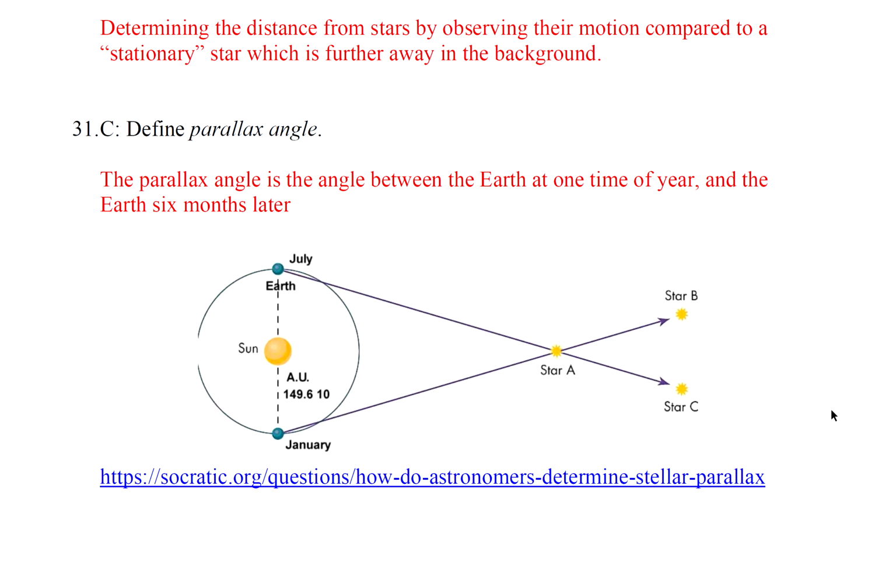Question 31. Define parallax angle. So memorize this image. The parallax angle is the angle between the Earth at one time of year and the Earth 6 months later. So it's going to be this angle here. Look at star A. There's like an acute angle.